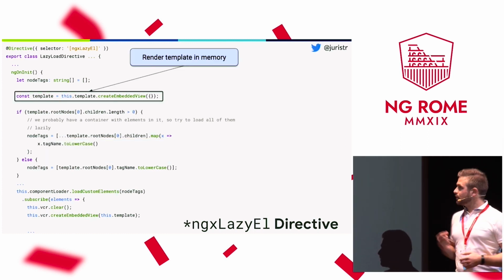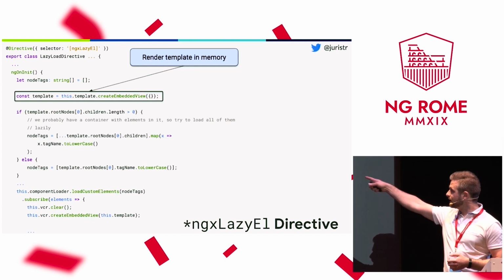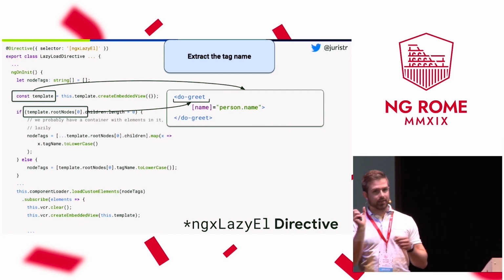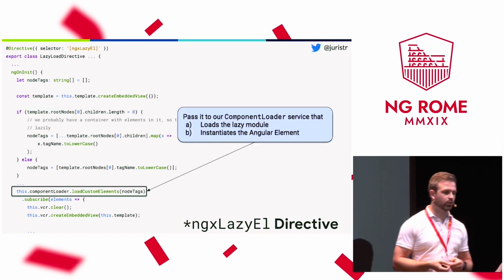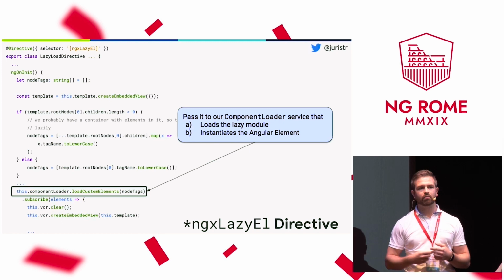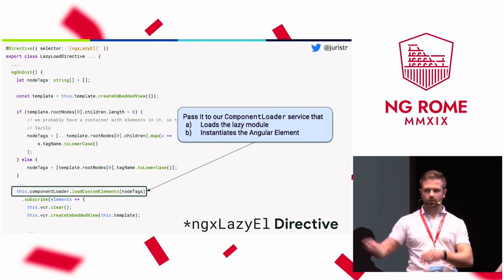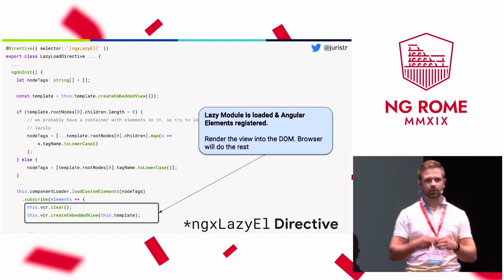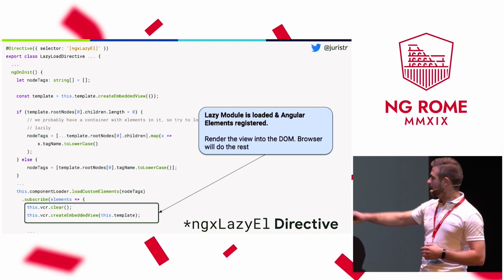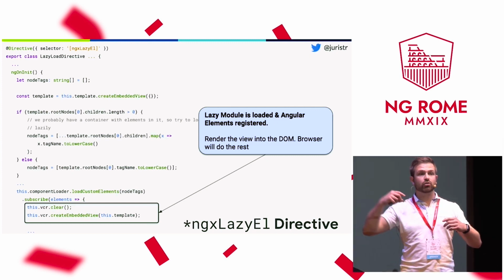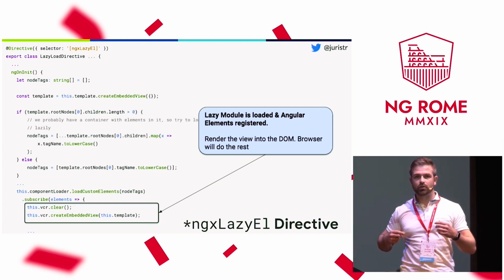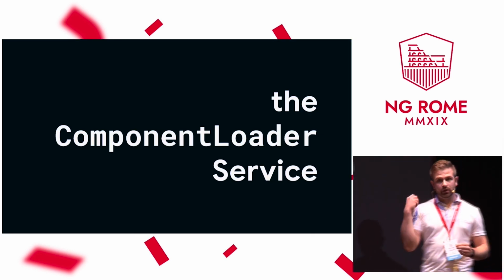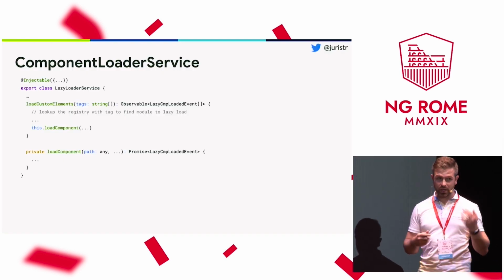In order to get access to the template, I need to render it in memory first, which I do here. And with that, I now get that tag which I want, the selector, and that's what I can pass on to my component loader, which will then take care of lazy loading the module and instantiating the component. Once I have everything, I can clear the view container, and then render the template to the DOM. And now the browser already knows because it has been registered before, so it just renders it out.